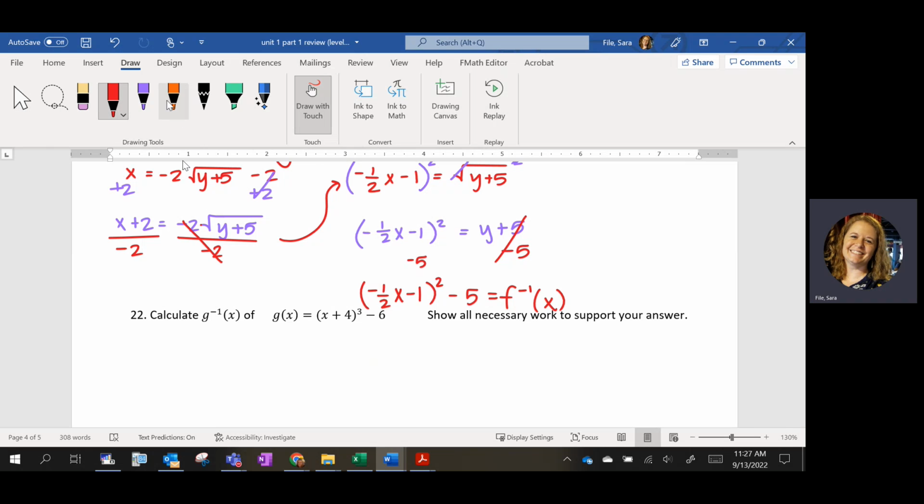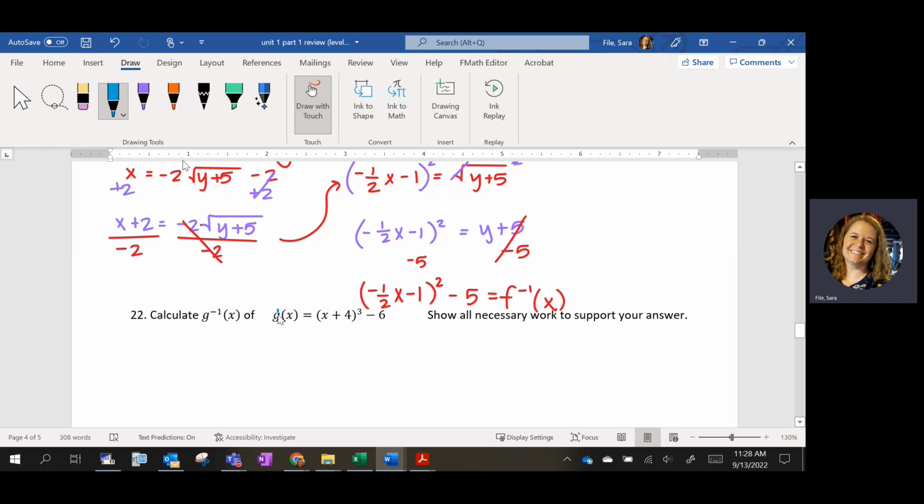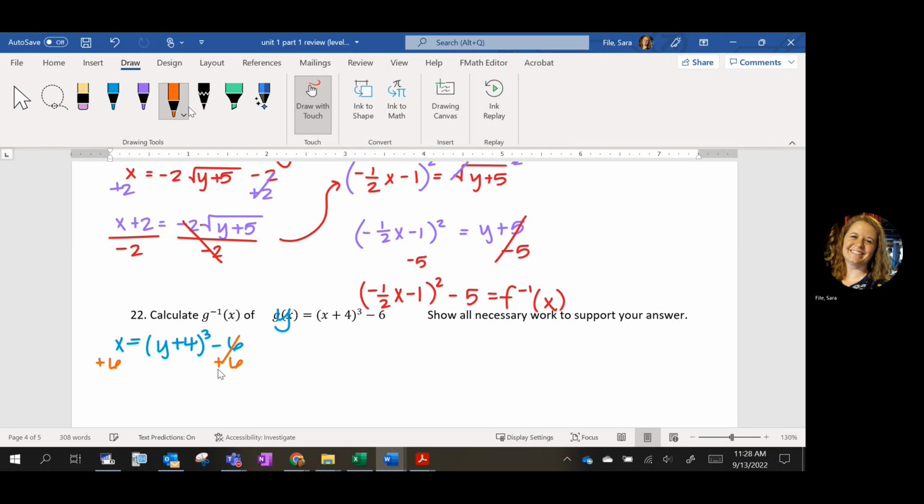Okay, we're going to do the same thing with number 22. So I'm going to call this, instead of g of x, I'm going to say this is y. So I'm going to switch the x and y. So I'm going to say, okay, x equals, then it'll be y plus 4 cubed minus 6. All right, so to solve this, I'm going to move the constant first by adding the 6. Got x plus 6 equals y plus 4 cubed.